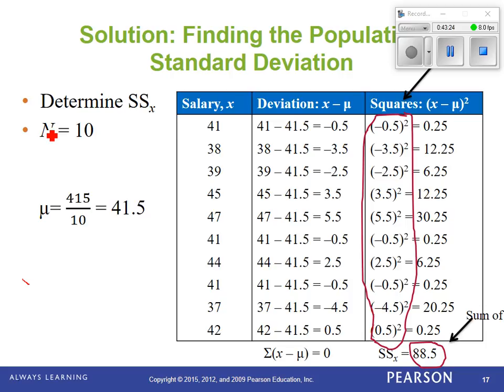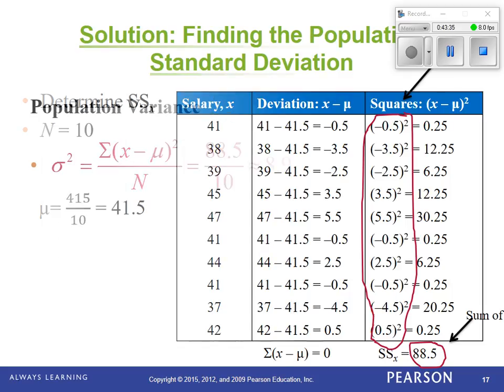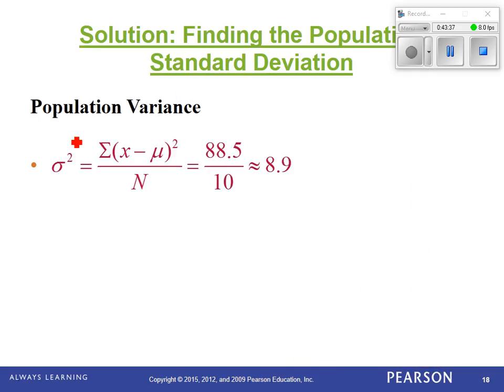So that's what I did there. You got 88.5 as your SSX. That's the sum of all the squares. Once you find that sum of all the squares, you divide that by how many there were. There were 10, so 8.9.